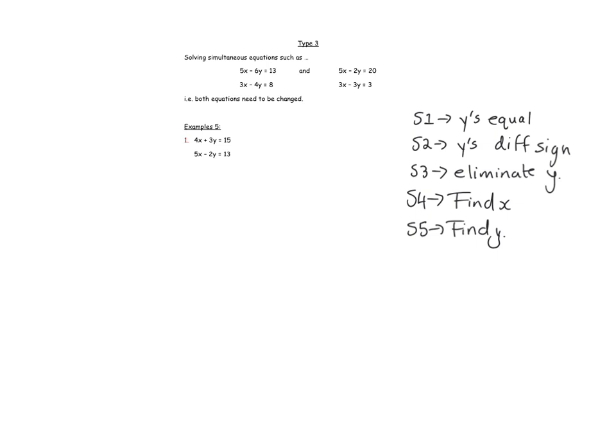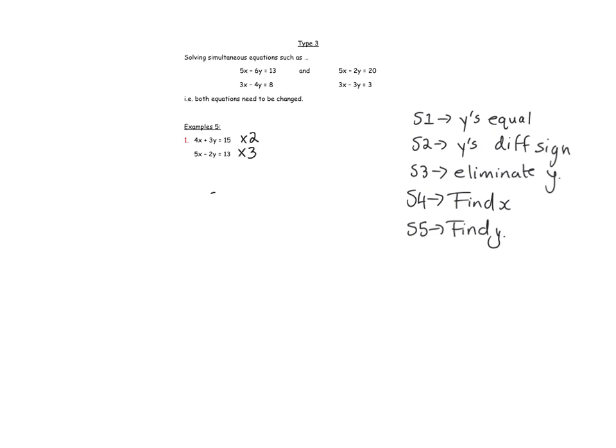So by doing a few examples, example 1 is 4x plus 3y equals 15 and 5x minus 2y equals 13. We start the same way we would usually. Step 1 is to make the y's equal. In this case, we have 2 numbers in front of y that aren't 1, so 3 and 2. So what we can do is multiply the top line by 2 and the bottom line by 3. And that's what we're going to do to start.